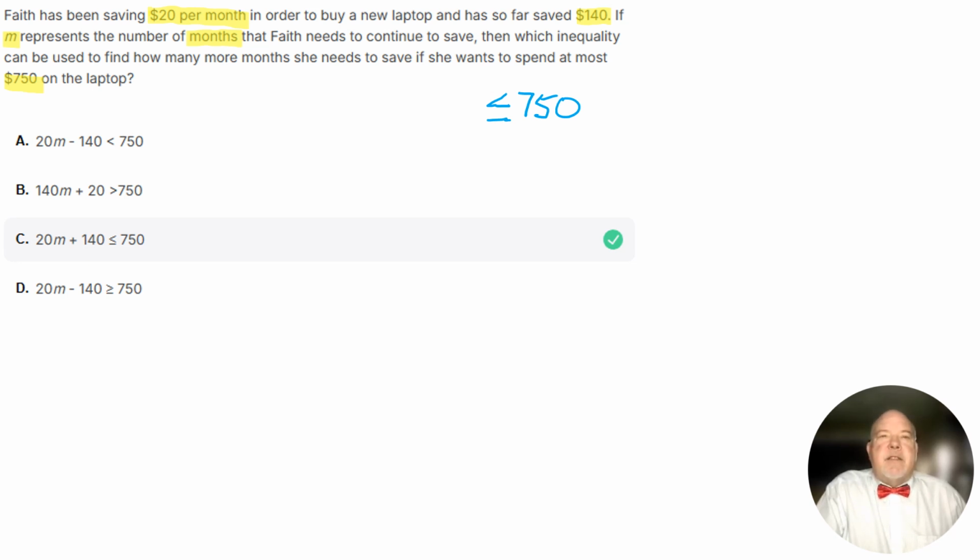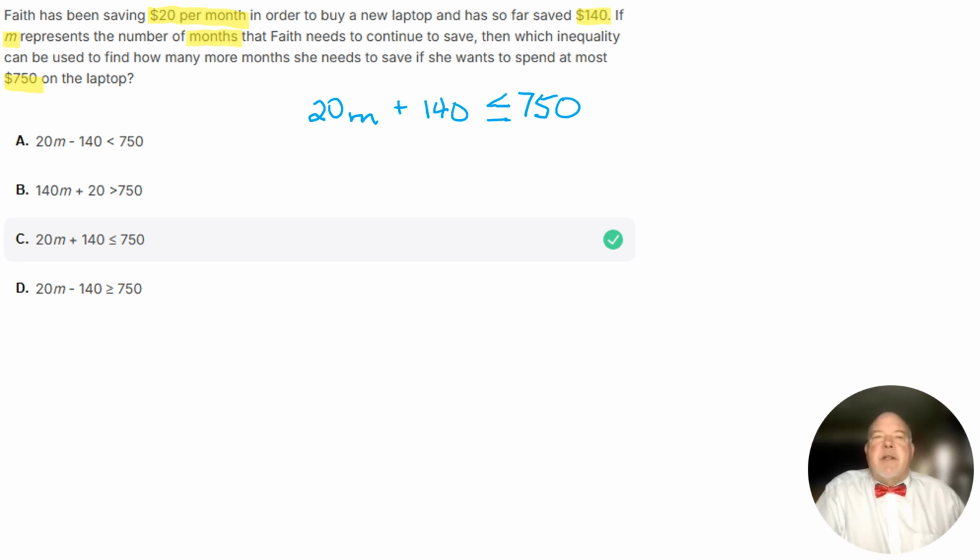So on the other side, it says she's saving $20 per month. That per month is really important. When you see a per, that typically means you're multiplying there. So $20 per month means $20 times the number of months, which is M. So we're going to have 20M. And then on top of that, she's already saved $140. So the 20M she's going to get each month, and then plus, she's already saved $140.